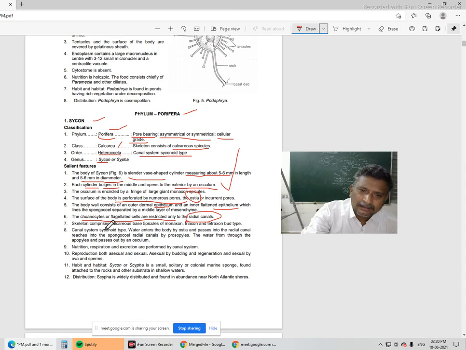A skeleton comprises calcareous spicules of monaxon, triaxon, tetraxon type. The canal system here is syconoid type. Water enters the body through ostia and passes into the incurrent canal, and from the incurrent canal it enters the radial canal. From it, it enters the spongocoel. But before that there will be apopyle and prosopyle also.